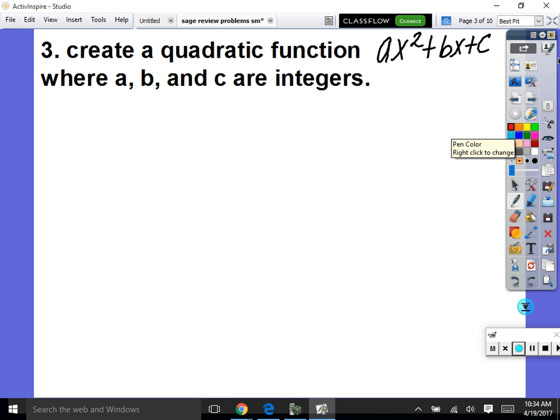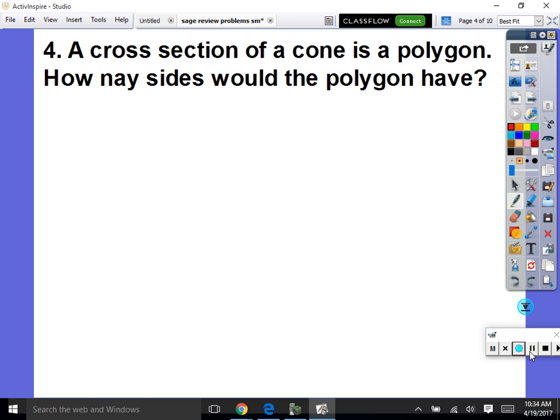Work backwards, nice. Okay, next one, number 4. A cross-section of a cone is a polygon. How many sides would the polygon have? It doesn't matter. It's saying what shape. We could slice it there, there, there. Isn't the shape going to be the same? Not really. Yeah, it is. There would be different sizes.